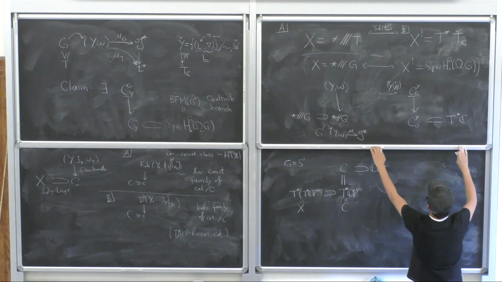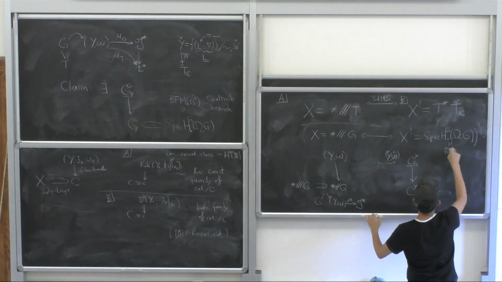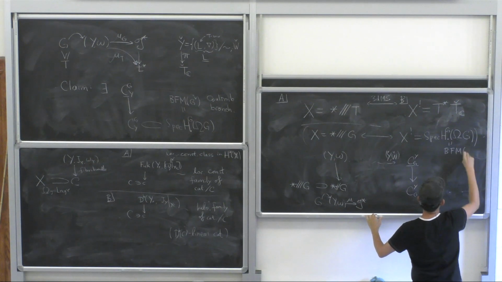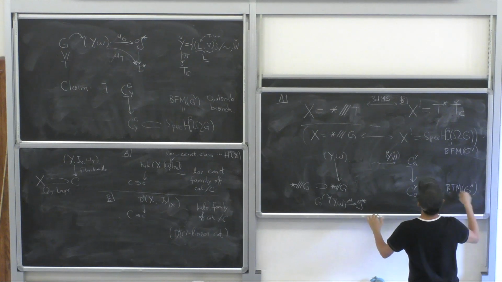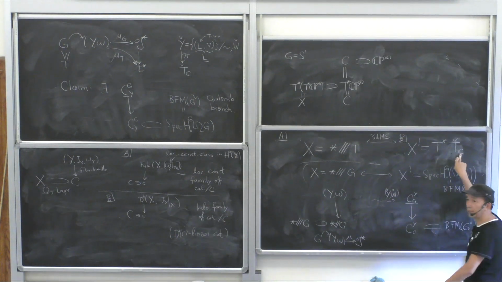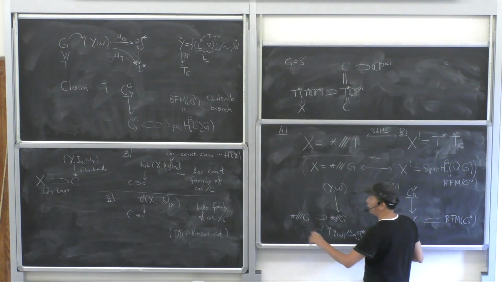Oh, sorry. This is supposed to be in. Let's just call this BFM. That's the notation, G hat. So BFM G hat. So in the case of S1, this is the cotangent map of C star. Now you see the C star. So in fact, we already have that.